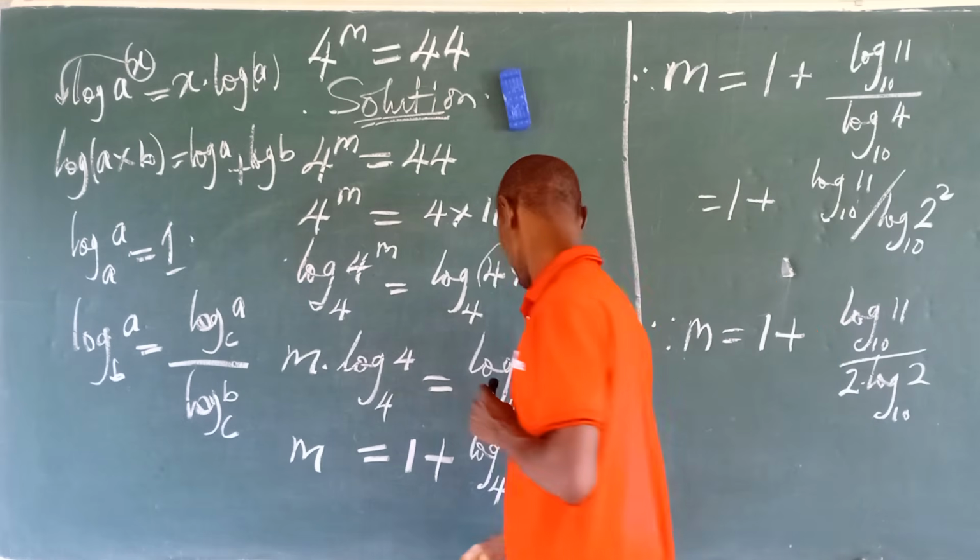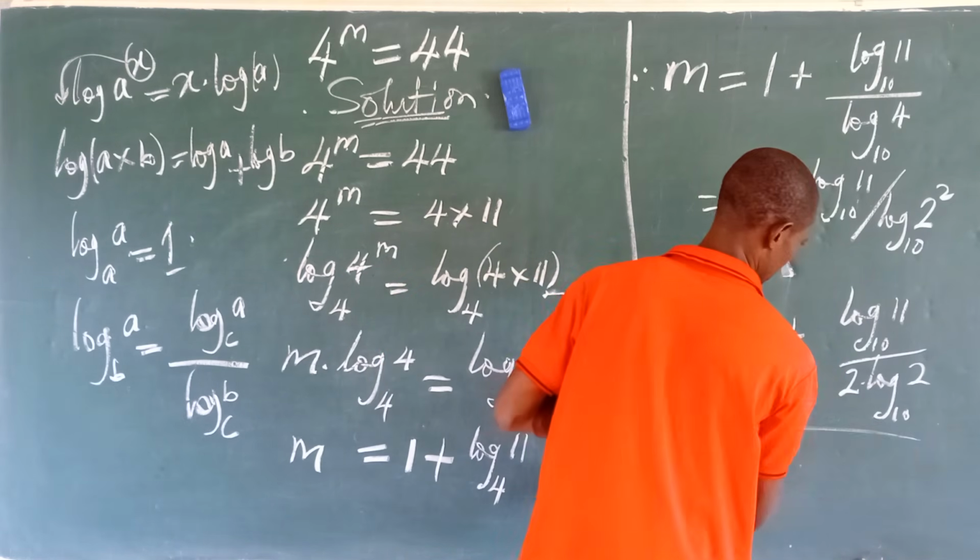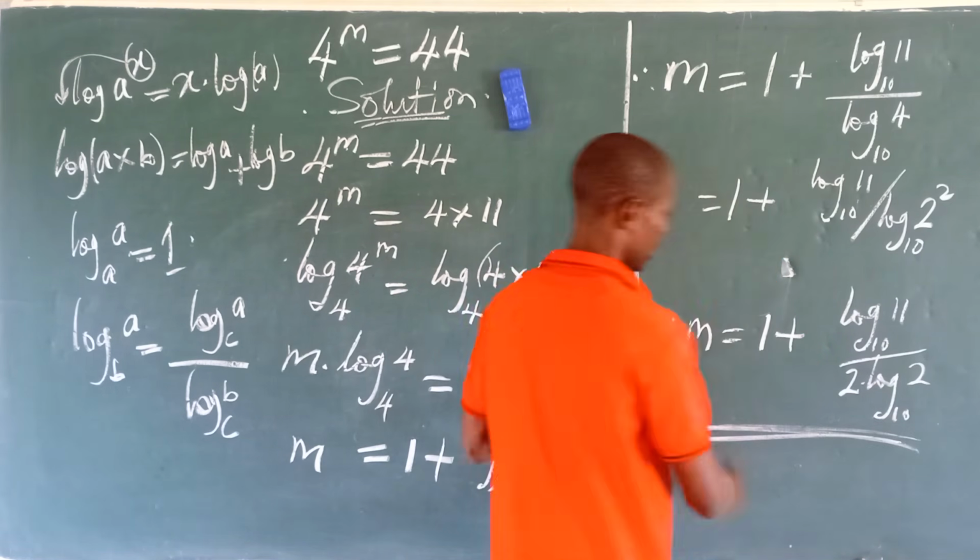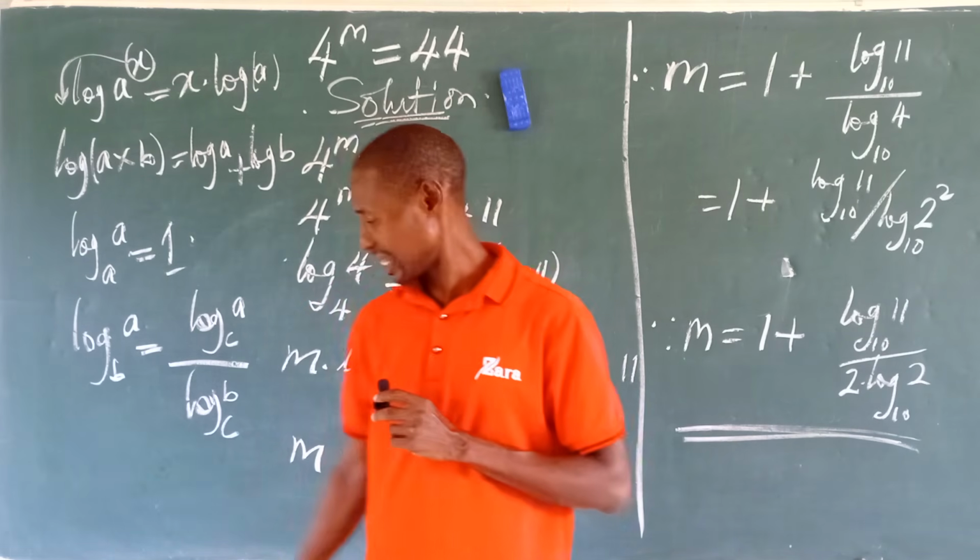So this brings us to the end of the class. This is the value of m that satisfies the original equation.